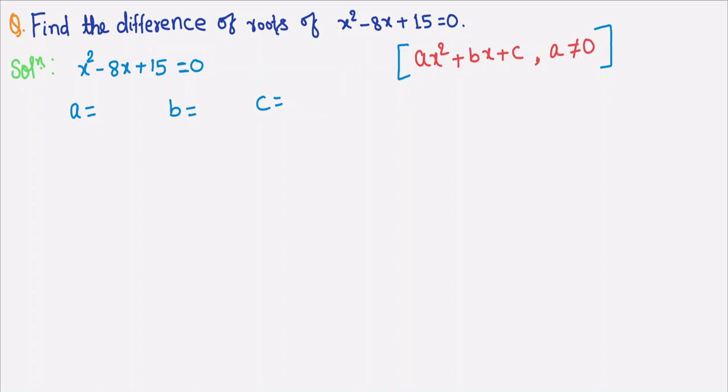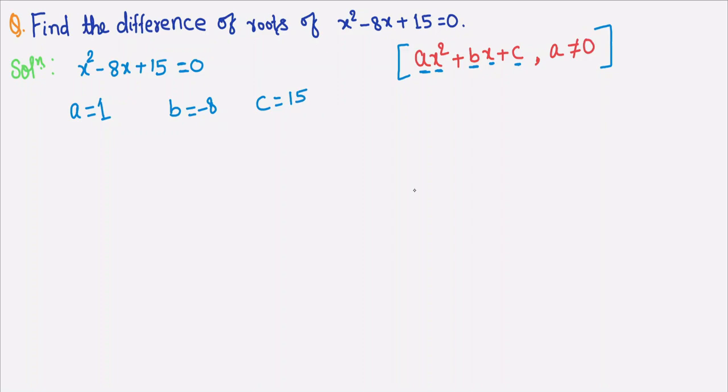Basically, if you look at this standard form of a quadratic equation, you will find that a is nothing but the coefficient of x square. Similarly, b is the coefficient of x, and c is the constant term. So comparing this standard form with the given quadratic equation, we find that the coefficient of x square is 1, the coefficient of x is minus 8, and the constant term is 15.